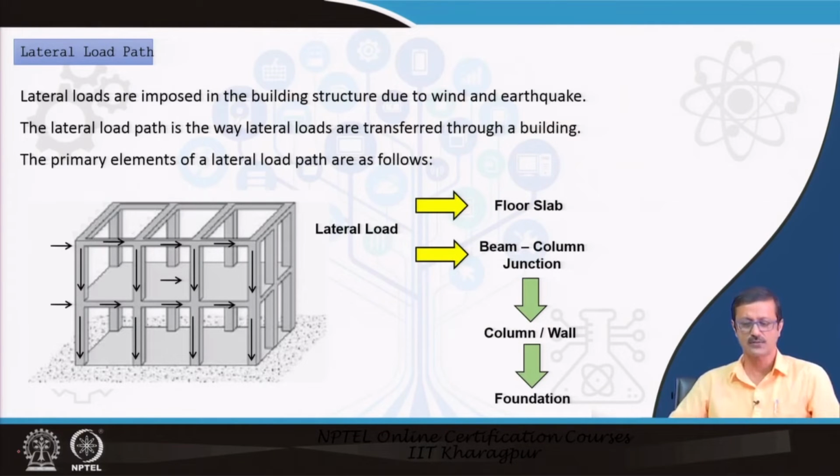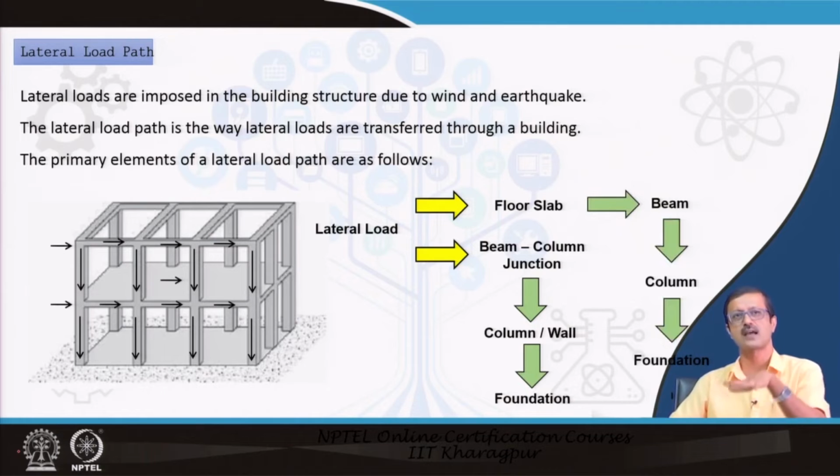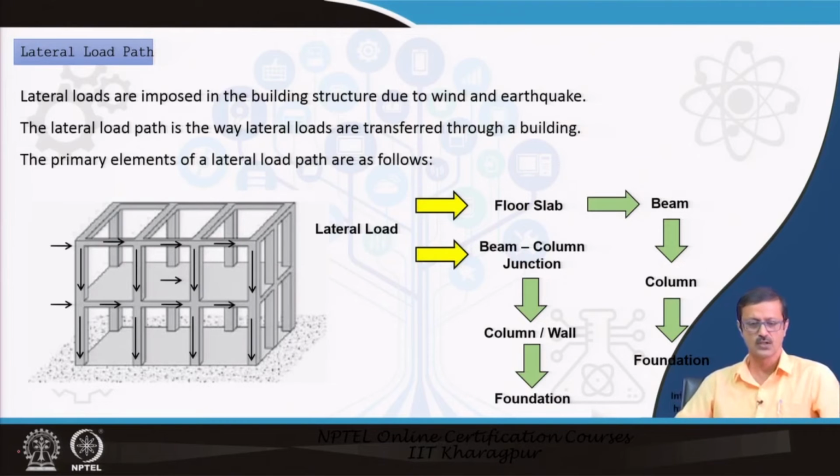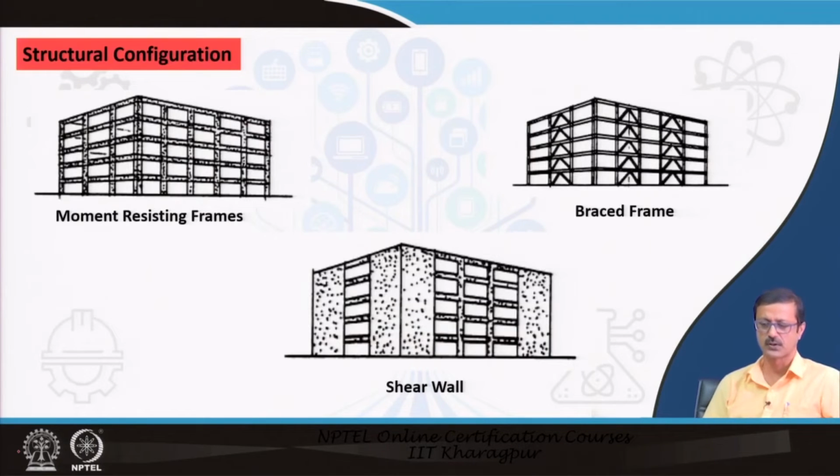And if it comes to the floor slab, it is called diaphragm action. Through the diaphragm action the load is transferred to the peripheral beam, and the peripheral beam transfers that to the column and then finally to the foundation. So, like that this particular path is going to happen. In the structural configuration, you can have different types of structural configuration altogether.